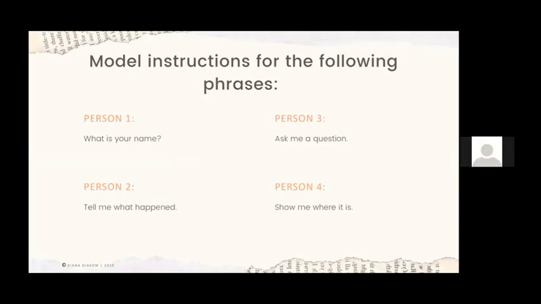One thing we could do is people could take a photo of the screen on their phone. Okay, so I'm gonna stop sharing it. So what I want you to do is, you choose who is person 1, 2, 3, and 4, and you can stick to these instructions. What's your name? Ask me a question, tell me what's happened, or show me where it is, or you can develop your own thing. It can be a complex sentence, it doesn't have to be a complex sentence. I will show you some alternative ways of presenting those in TPR, but for now, I just want you to focus on nonverbals. So develop your own little script and protocol on how you basically teach that.